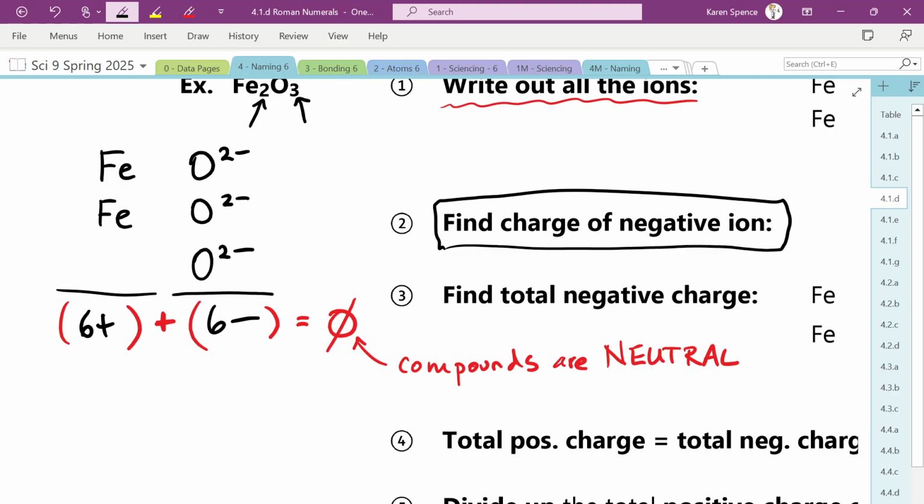Are we good? Okay. So we now have 6 plus, but that didn't just come from one place. It came from both here and here. What 2 things together add up to give you 6? 3 and 3.